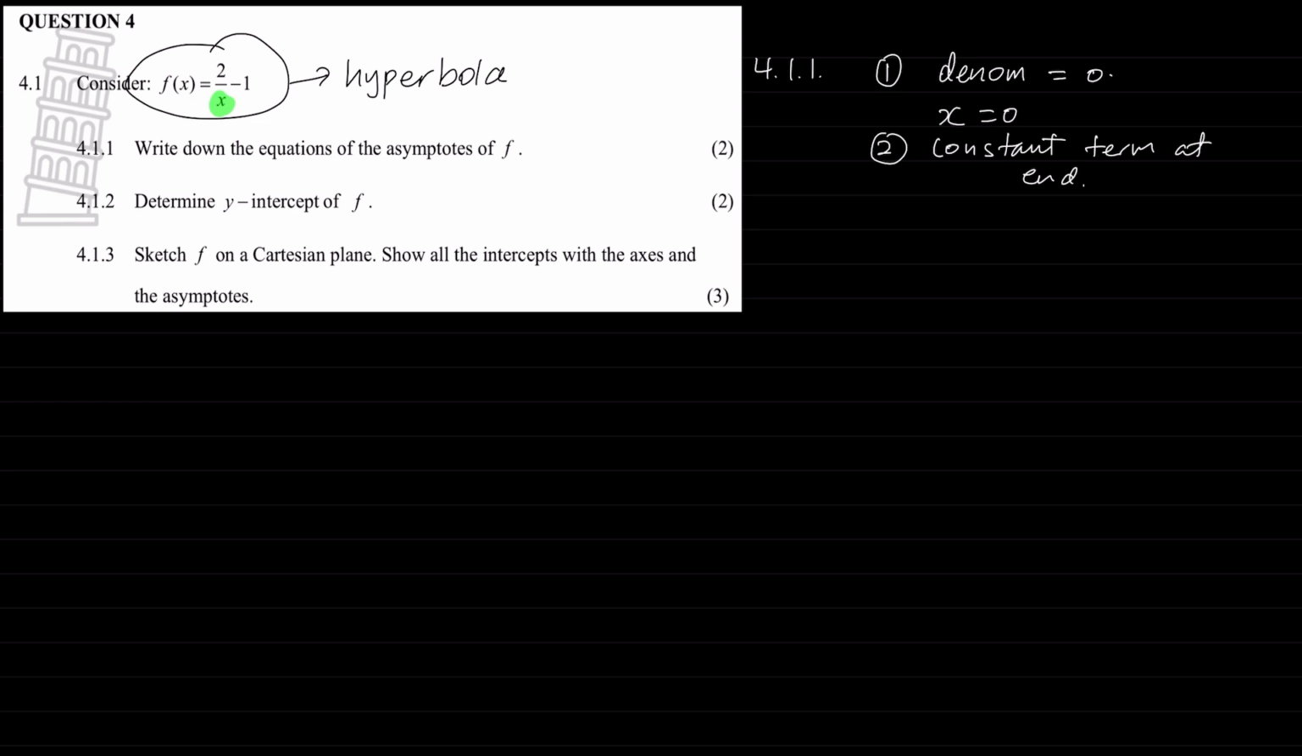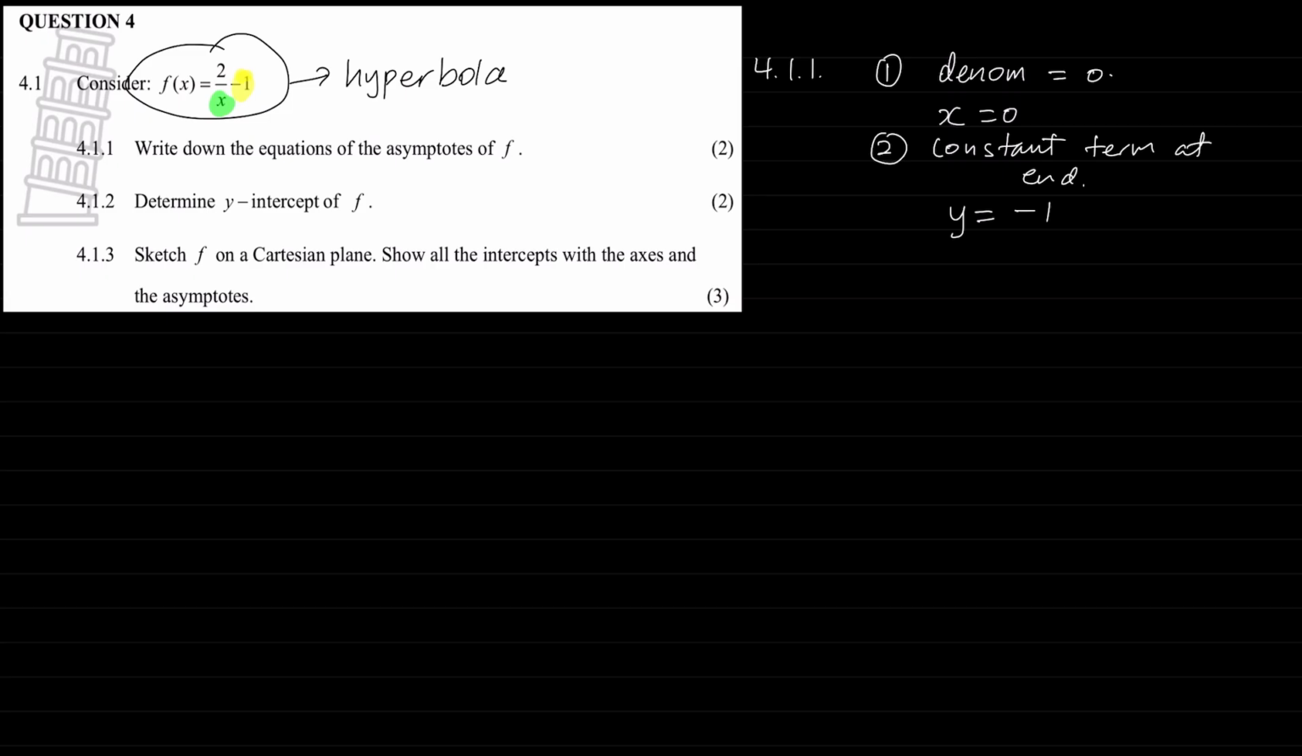So in this case, we can see here that my constant term at the end is -1. So that's going to be the y. So y equals -1. So those are asymptotes. Those are lines that the graph cannot cross.